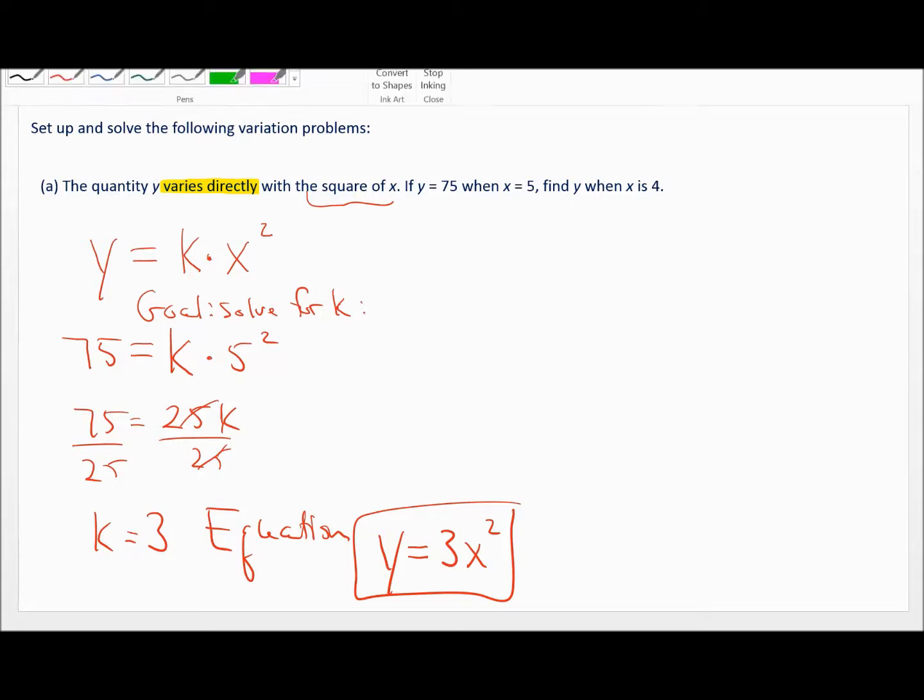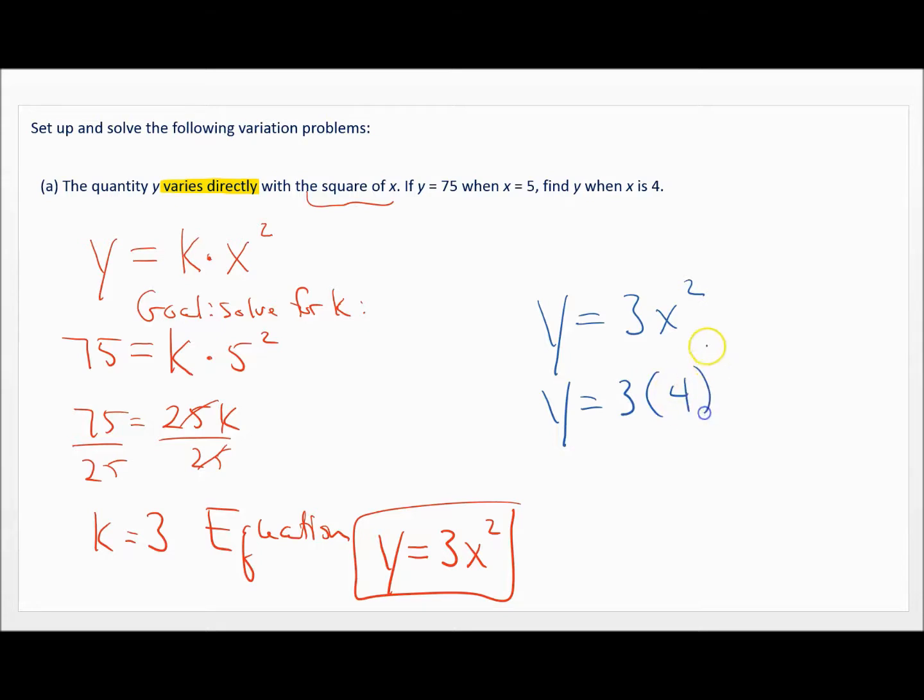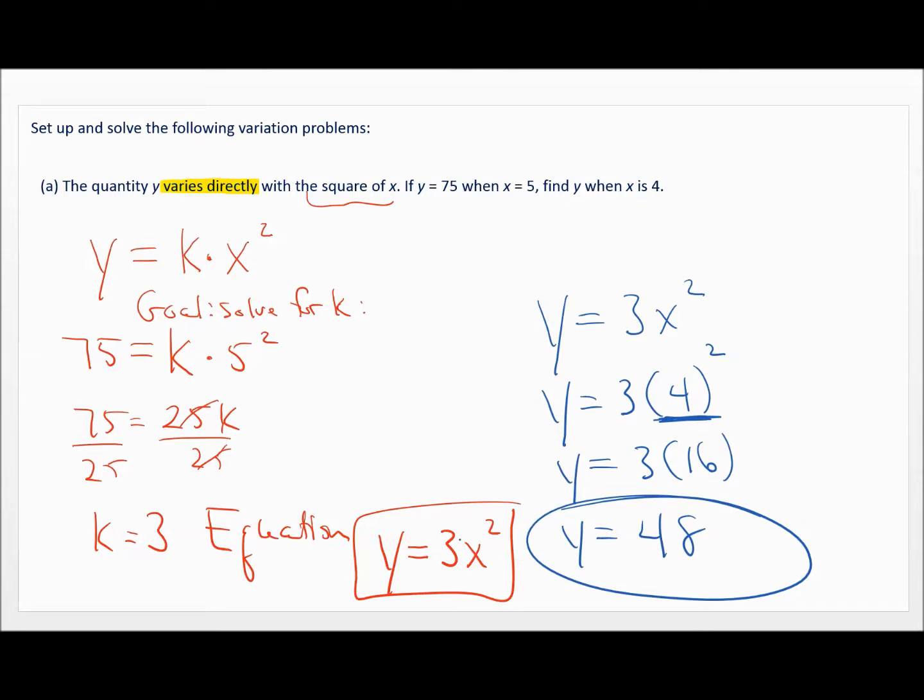Now the solve part, I'm going to do in a different color. So it says, find y when x is 4. So I'm back to my formula, y is equal to 3x squared. And when x is 4, I'm just going to plug in 4. So 4 squared. Now y'all, order of operations: I can't multiply 3 times 4 to get 12. That's not right. Remember, I have to do exponents first. So y is equal to 3 times 16. And we know 3 times 16 is 48. So my final answer is 48.